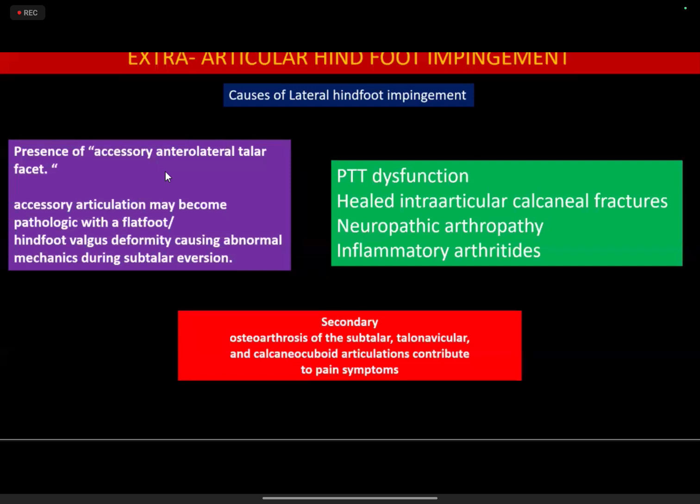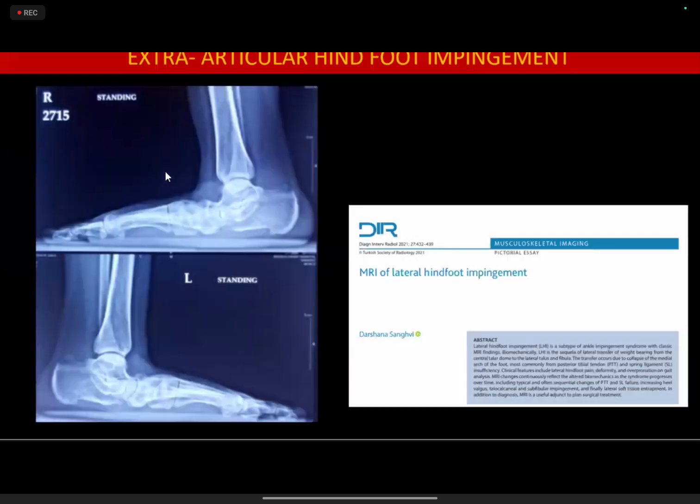In other secondary causes, it can be due to posterior tibial dysfunction, healed intra-articular calcaneal fractures, which has led to secondary pes planus. It may be associated with neuropathic arthropathy and inflammatory arthritis. The pain triggers are basically secondary to osteoarthritis of the subtalar, talonavicular, and calcaneocuboid articulations, and they have to be dealt with carefully. I found a beautiful article on lateral hindfoot impingement on DIR, and I would recommend everyone to go through this article.